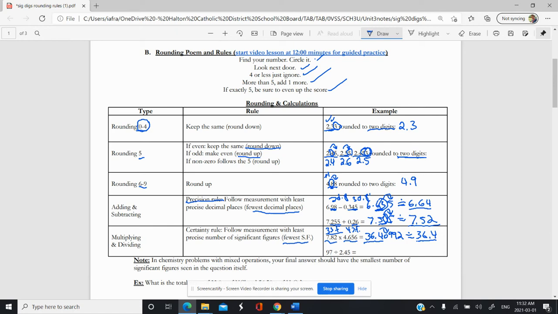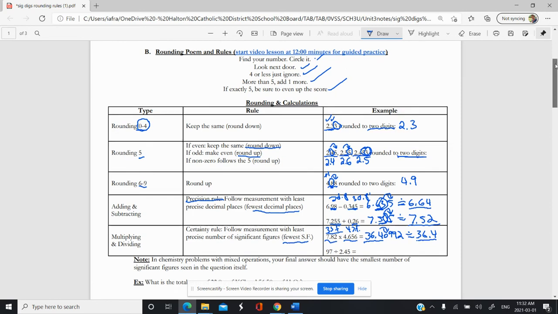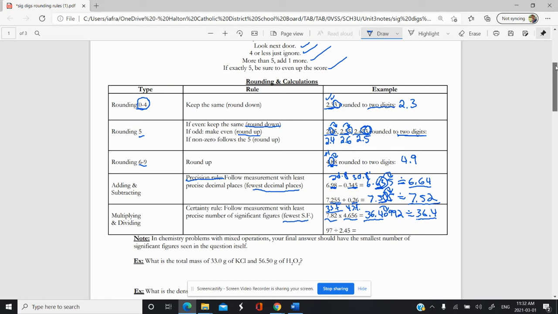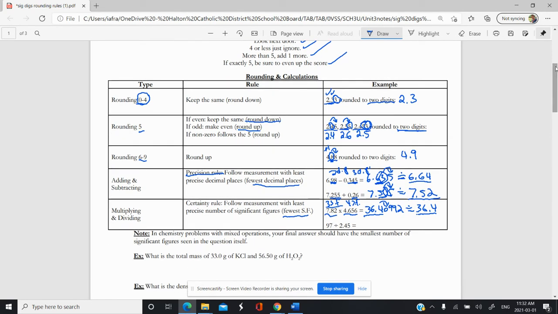So what I want you to get right now is that when you do chemistry questions now, you don't have to ask your teacher, how many decimal places do I keep? Because you now know the adding, subtracting, and multiplying, dividing rules. You follow those rules when you're dealing with measurements in chemistry and other sciences like physics, for example, unless you're told otherwise by your teacher.